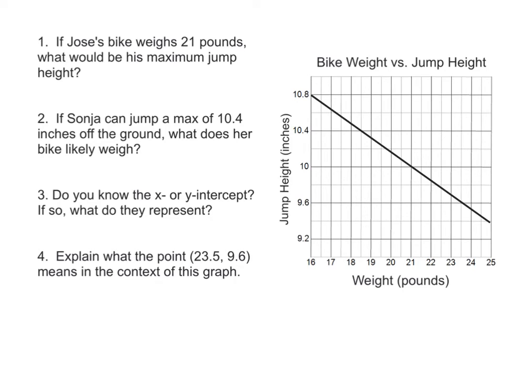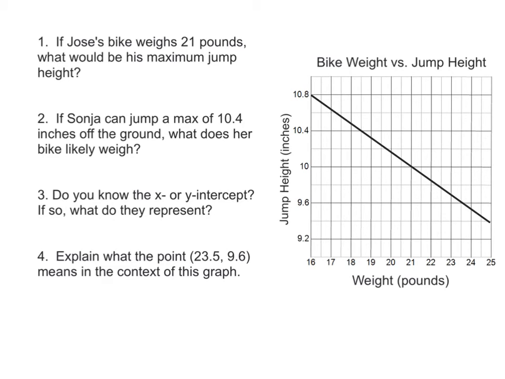All right, so in this example, again, I would suggest that you go ahead and take a look at the graph before you even read these questions here. This graph says bike weight versus jump height. All right, on our x-axis we have 16 through 25. Our y-axis goes from 9.0 here to 10.8. Down here, this is the weight of the bike in pounds, so how much the bike weighs. And then on the vertical axis, the y-axis, is how high can you jump with that bike based on its weight. Okay?